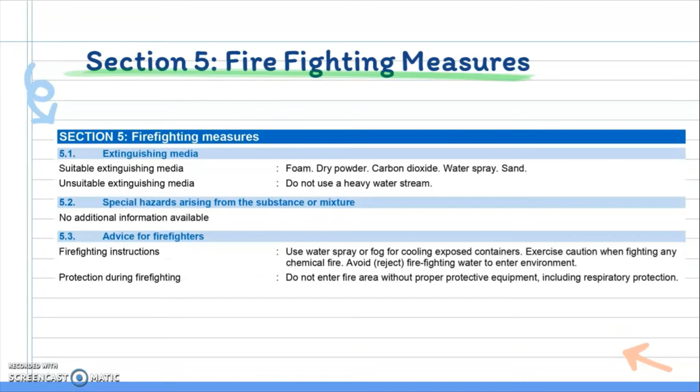Looking at the Section 5 of sodium hypochlorite, makikita natin dito yung kanyang preferred extinguishing media or yung kanyang fire extinguisher, the special hazards arising from the substance or mixture, and lastly, yung mga advice for firefighters na lalaban dun sa sunog.